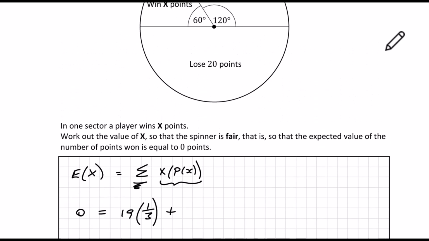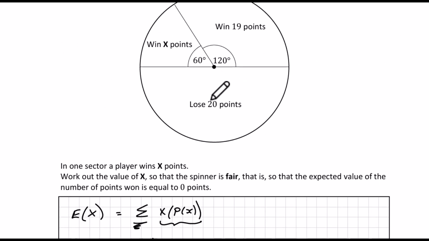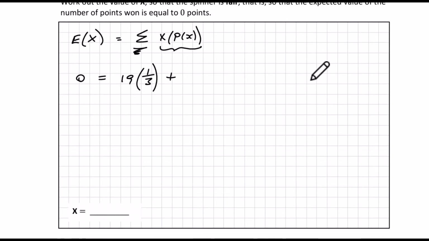So let's look at another section. We have lose 20 points. Lose 20 points, so we're going to be subtracting. The probability that the spinner lands in this area is half. It's half the circle. And we can lose 20 points. So it's going to be plus, let's see, we're going to lose 20 points. And the probability is a half.